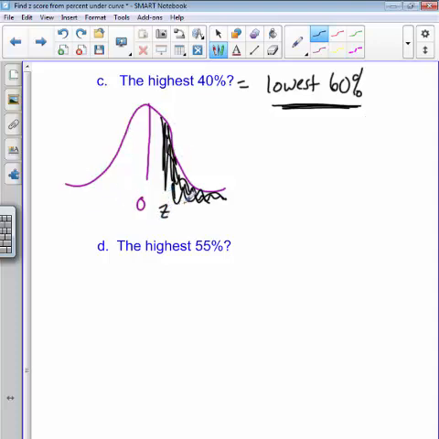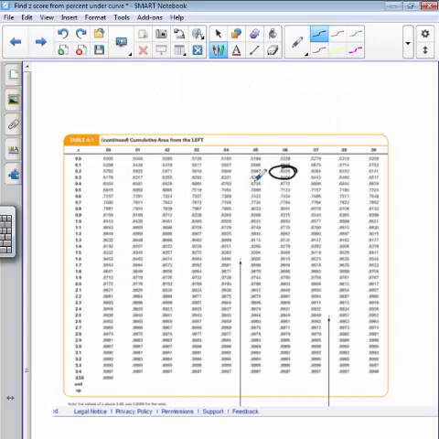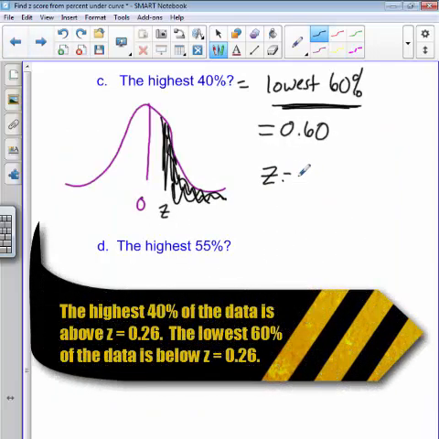If we want the highest 40%, that's on the other side of the lowest 60%. In our table, we're going to look up 0.60. The value that is closest to 0.60 is given by 0.26. This value tells me the highest 40%. It also tells me the lowest 60%.